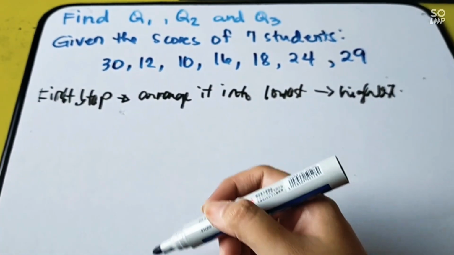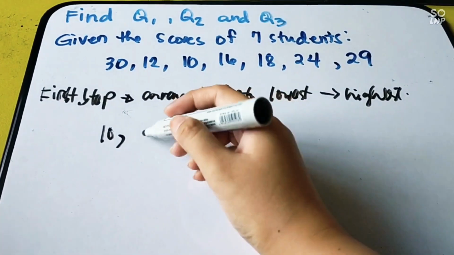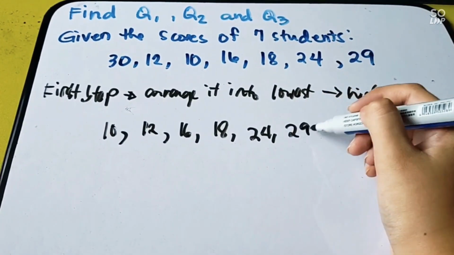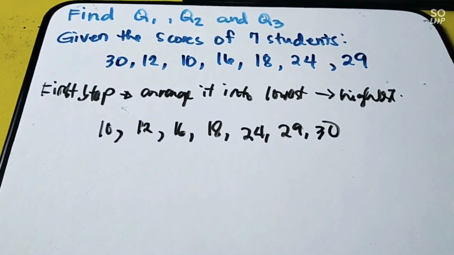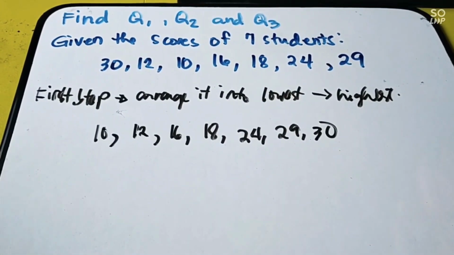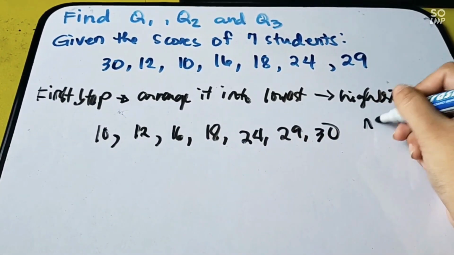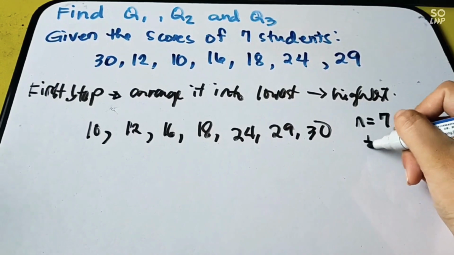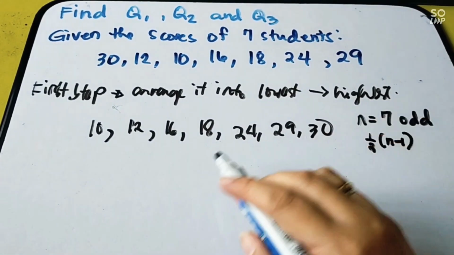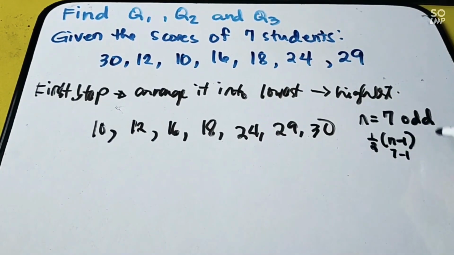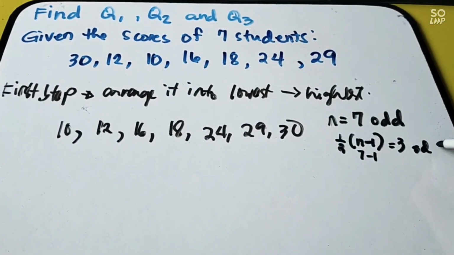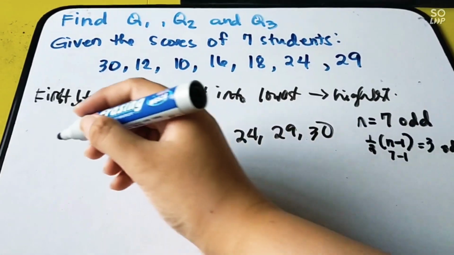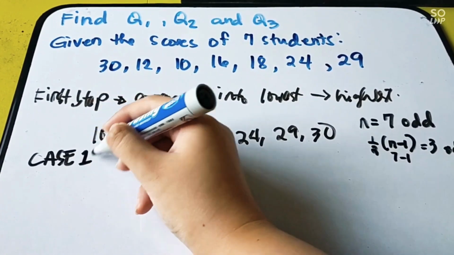So, we have our lowest scores. We have 10. Next, we have 12. Next, we have 16, 18, 24, 29, and then we have 30. Then, find what case this is. For us to find the case, let us count 1, 2, 3, 4, 5, 6, 7. Ang ating n is 7, so odd siya. Then, let us note kung yung 1/2 times n minus 1 niya ay odd din. We have 7 minus 1, this is 6 divided by 2, we have 3. 3 is also odd. Since odd yung ating n, then odd din yung 1/2 times n minus 1 niya, therefore, this is an example of case 1.